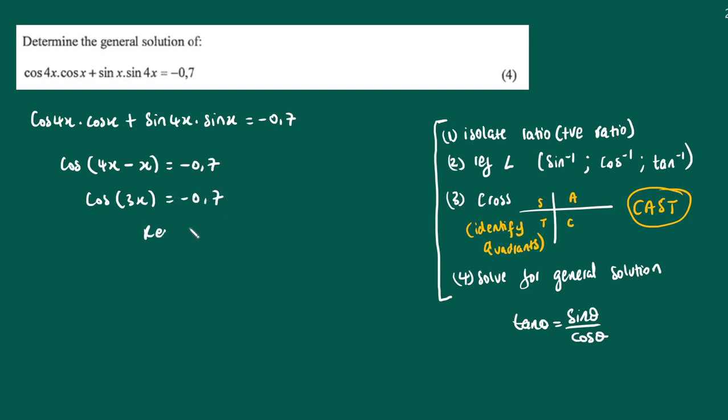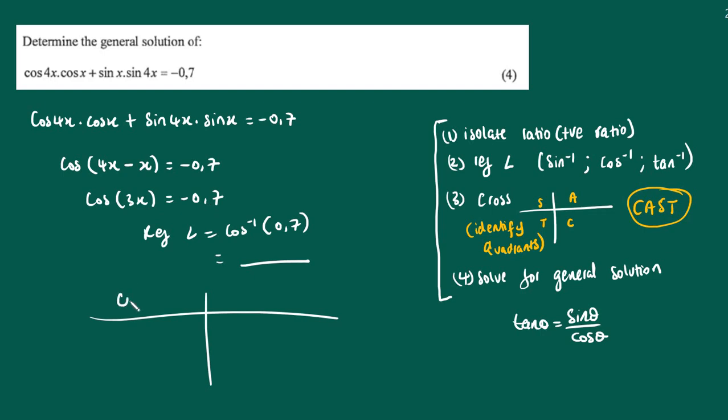So now you just say reference angle, arc cos. Remember, you say the positive 0.7. You get your answer. Then you've isolated, you get reference angle. Then cross solve. Remember, your quadrant is going to be where cos is negative, so it's going to be quadrant 2, then it's going to be quadrant 3.